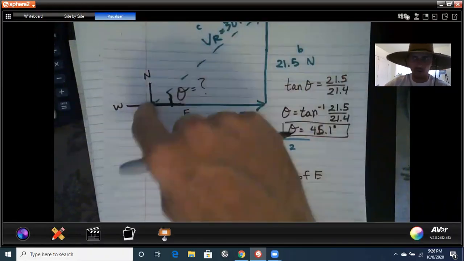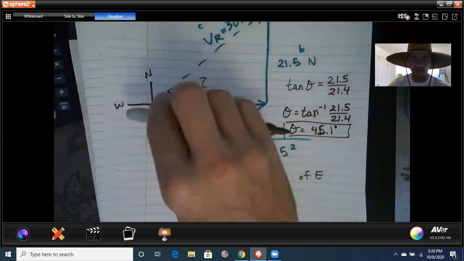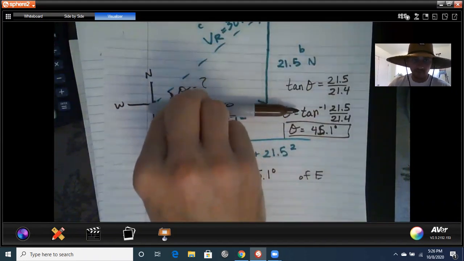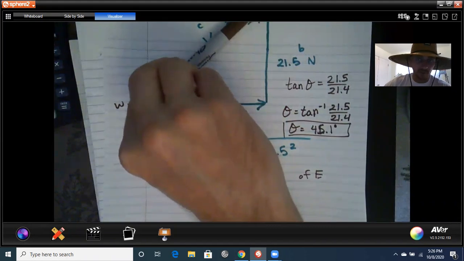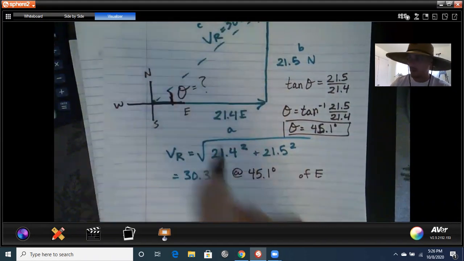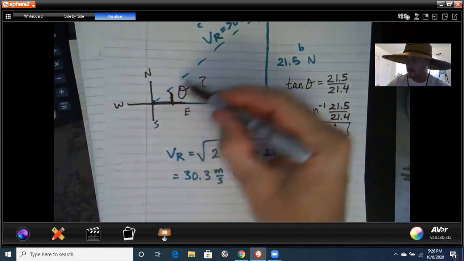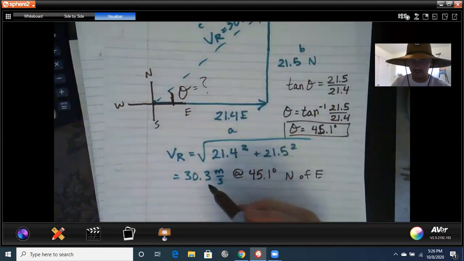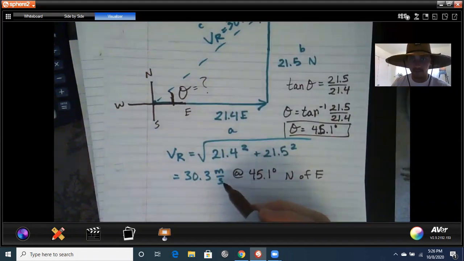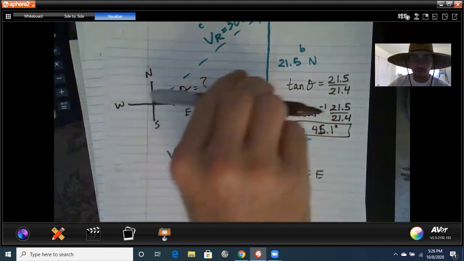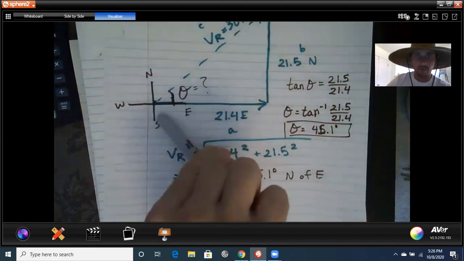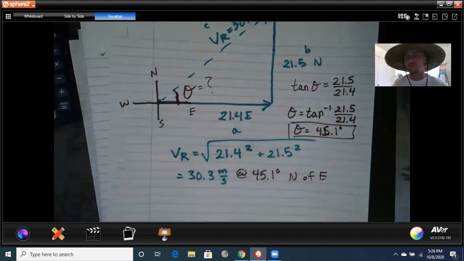This is our answer. That's all we care about, right? That dotted vector. Which way did I have to swing from the east? I had to swing north, didn't I? Didn't I have to swing towards the north? I am north of east. This dotted vector is 30.3 meters per second at 45.1 degrees north of my east bearing. There's your answer.